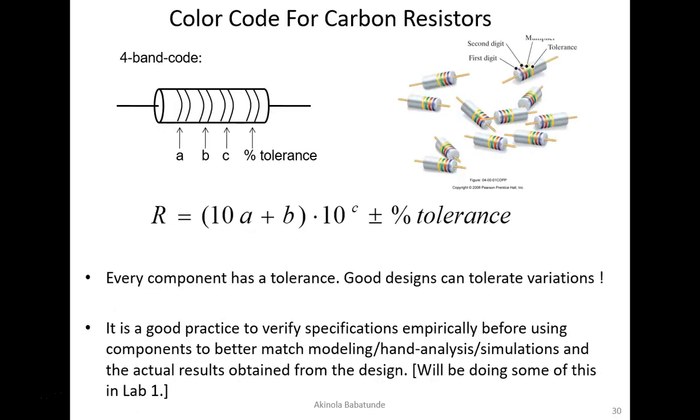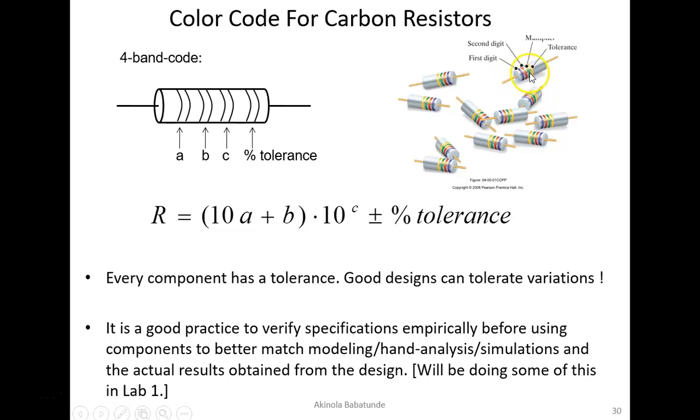How do we use the color code of resistors to know the values of the resistors? We have different types of resistors. Some resistors have 4 bands and some resistors have 5 bands. When you look at the 4-band code resistors, what you will find is that we have the first band, which is A, the second band is B, the third band is C, and then we have the last band, which represents the tolerance that we have.